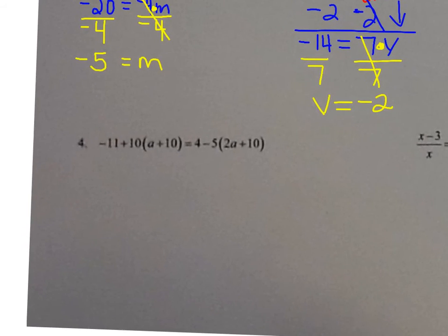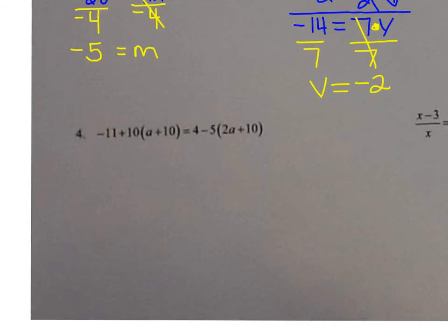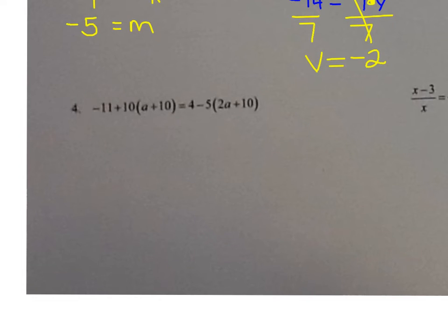Okay, so let's take a look at number 4. Lots of stuff going on in number 4 here. All right, so I have here negative 11 plus 10 parentheses, so that's distribute, right? Think of distributive property. So 10 times a plus 10 equals 4 minus 5 times 2a plus 10. We're going to have to distribute because I have parentheses. Now, be careful. This is a common mistake. Kids want to say, oh, 4 minus 5, well, that's negative 1. You can't do that because, remember, PEMDAS says you have to do distribution first. So we have to distribute the negative 5 before we could subtract.